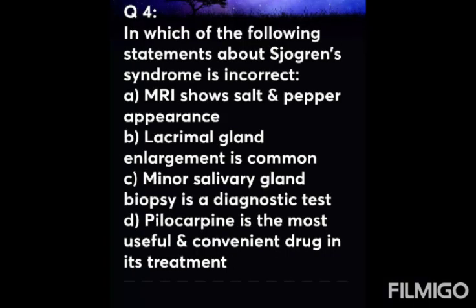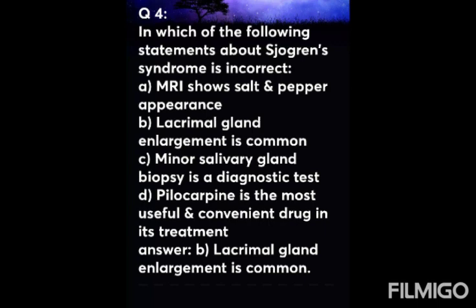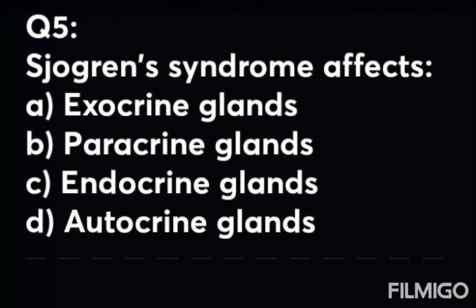Question number 4. Which of the following statements about Sjogren syndrome is incorrect? Option A. MRI shows salt and pepper appearance. Option B. Lacrimal gland enlargement is common. Option C. Minor salivary gland biopsy is a diagnostic test. And option D. Pilocarpine is the most useful and convenient drug in its treatment. So in Sjogren syndrome, lacrimal gland enlargement is not common. Parotid gland enlargement is mostly common. So the answer is that the statement that lacrimal gland enlargement is common is incorrect.